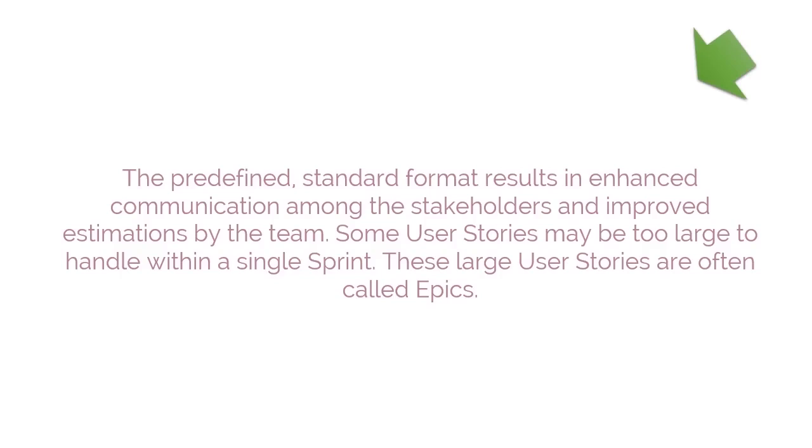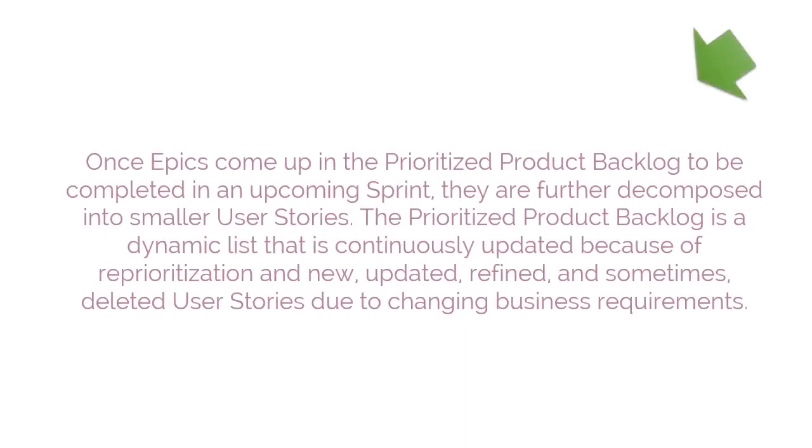Some user stories may be too large to handle within a single sprint. These large user stories are often called epics. Once epics come up in the prioritized product backlog to be completed in an upcoming sprint, they are further decomposed into smaller user stories. The prioritized product backlog is a dynamic list that is continuously updated because of reprioritization and new, updated, refined, and sometimes deleted user stories due to changing business requirements.